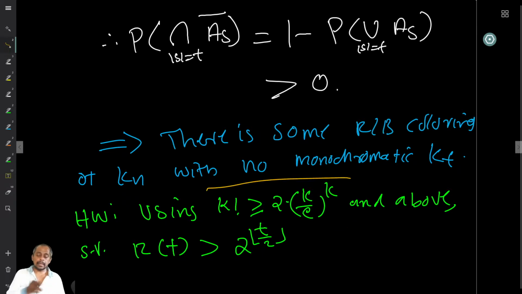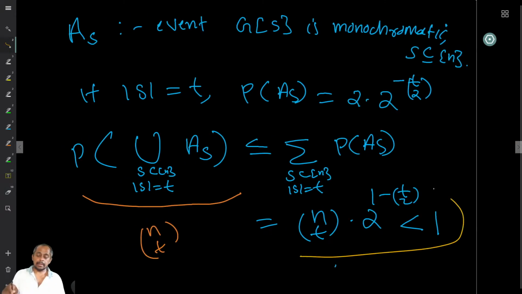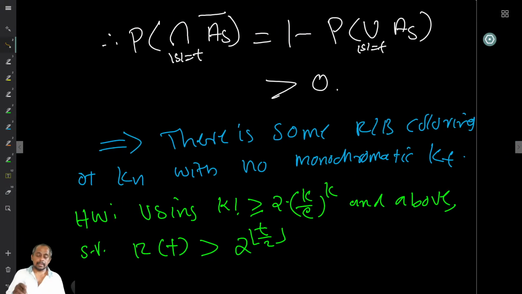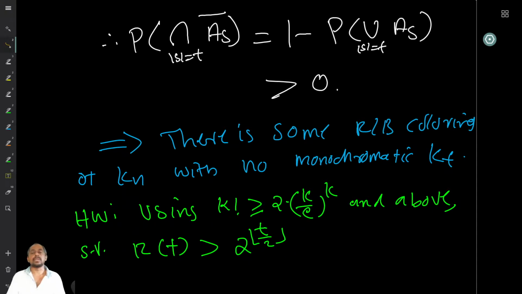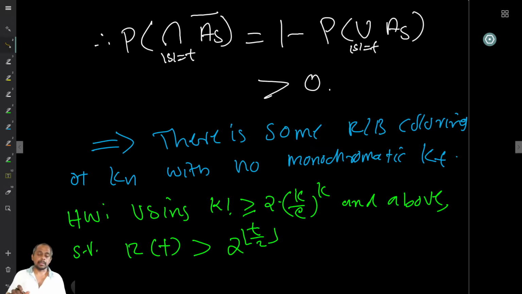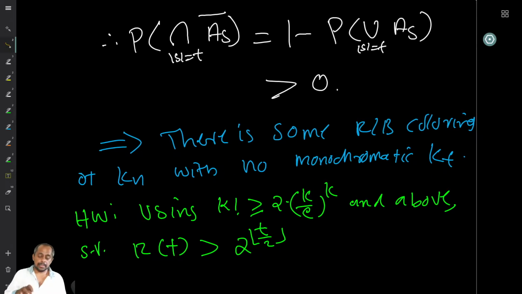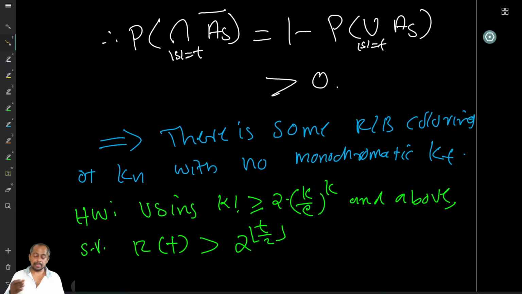So use this, and the earlier assumption, and then show that from this we can say that the Ramsey number R of t is strictly greater than 2 raised to floor of t by 2. Okay, so this is a homework for you. Okay, so is that clear? If there is any question, please feel free to write to me.